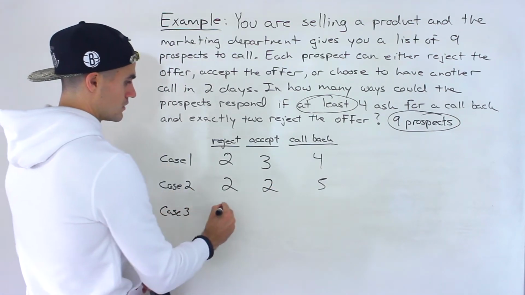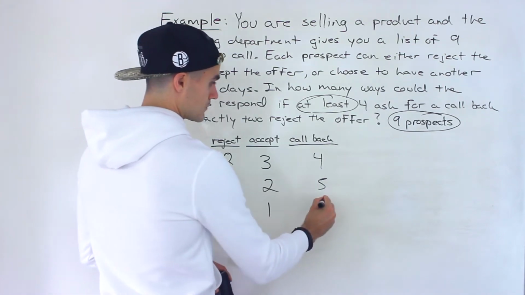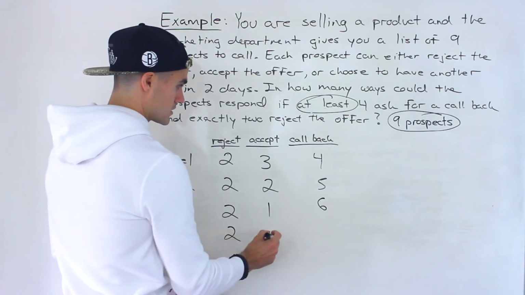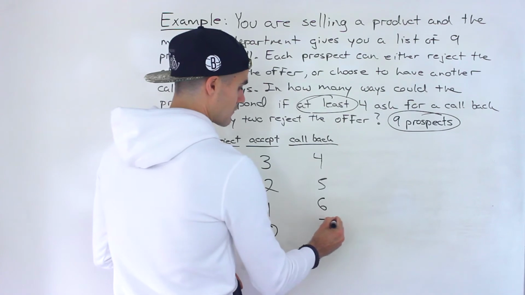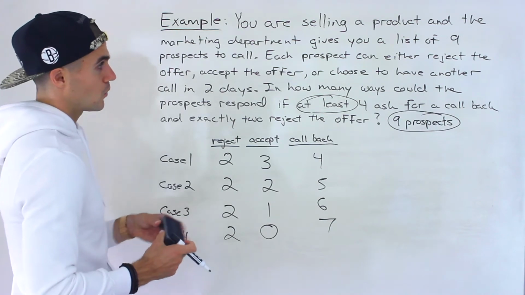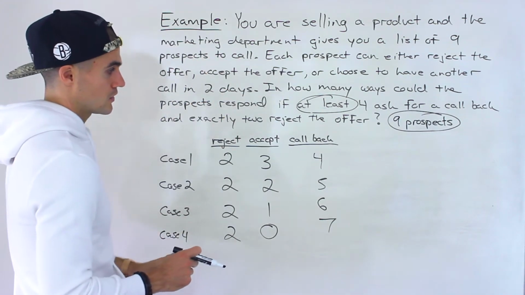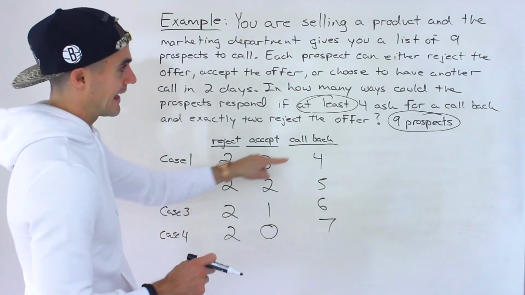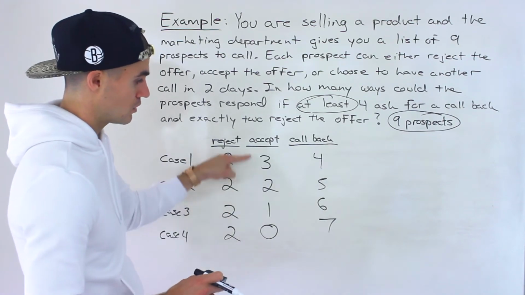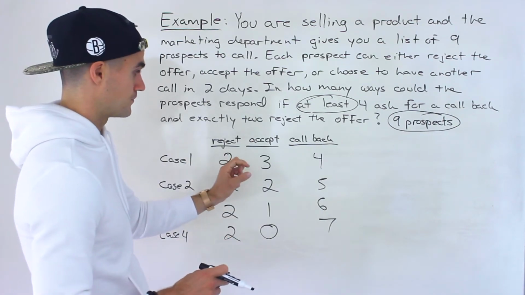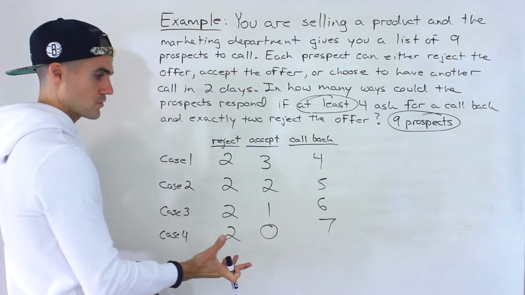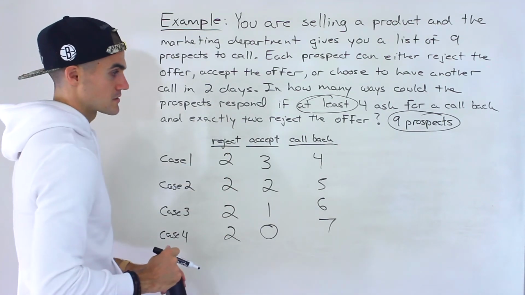Case 3, 2 would reject, 1 would accept, 6 would ask for a callback. And then finally, case 4, 2 would reject, none would accept, and 7 would ask for a callback. So there's 4 cases with this information that we were given. Notice that exactly 2 reject and at least 4 ask for a callback. So either 4, 5, 6, or 7, and then this column is changing correspondingly to this one. Notice that the sum of all of these rows is always going to be the 9 prospects.